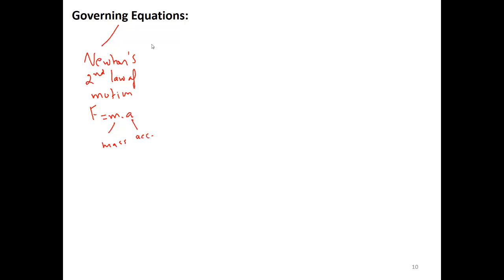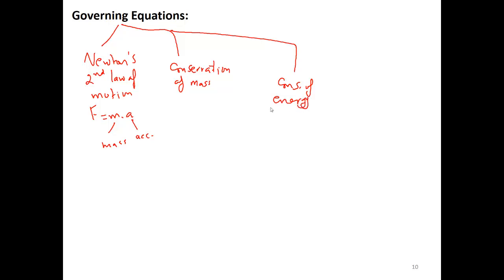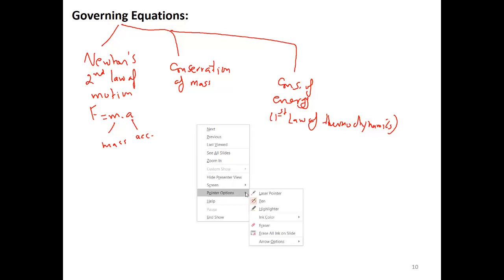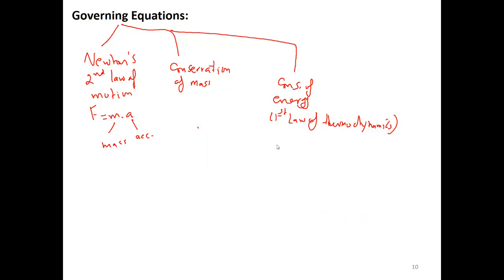That's the mass and that's the acceleration. And the second one is the conservation of mass. What does that say? We have mass and it's being conserved, so nothing can be created or destroyed. It's the same as for energy, so that brings me to the third type, conservation of energy, or what we call the first law of thermodynamics. Let's go back to this one right here, which is green this time.